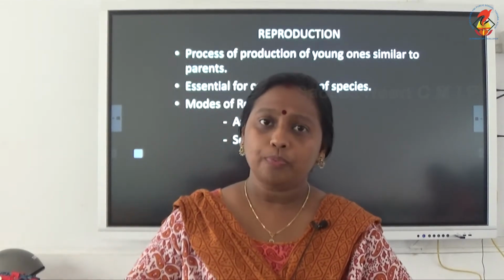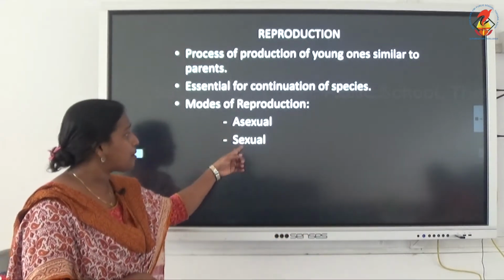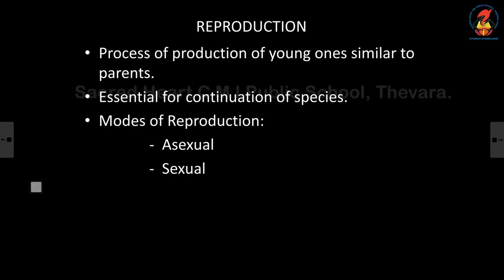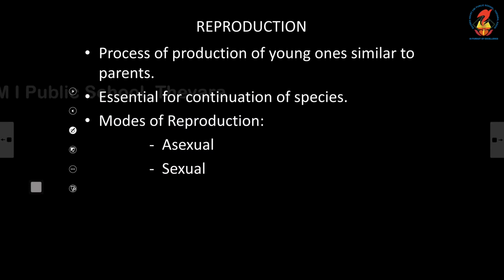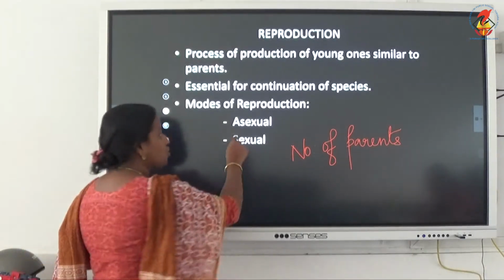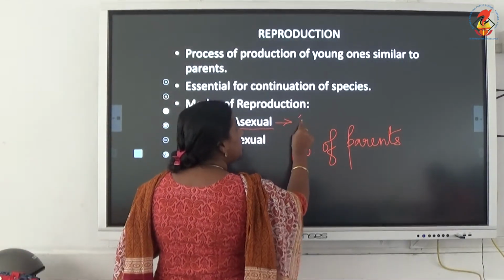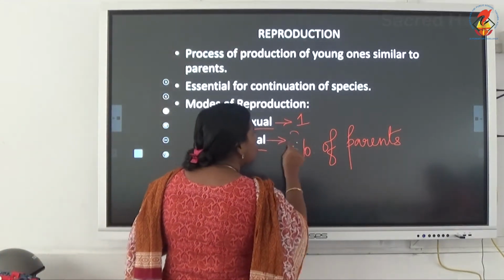Now, there are two different types of reproduction. They are sexual reproduction and asexual reproduction. Reproduction is actually classified on the basis of the number of parents involved. In asexual reproduction, only one parent is involved, whereas in sexual reproduction, two parents are involved.